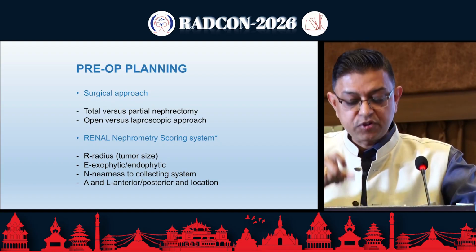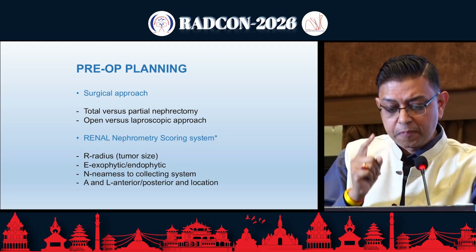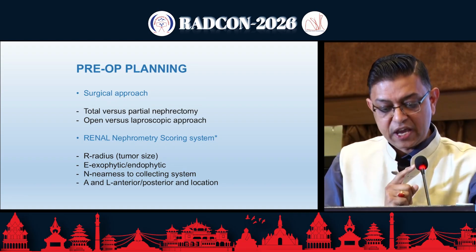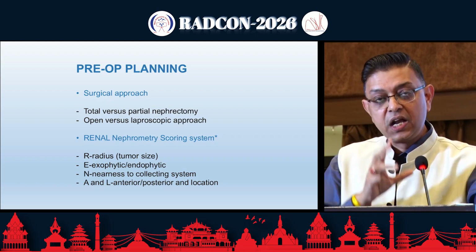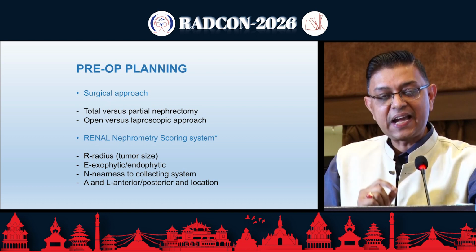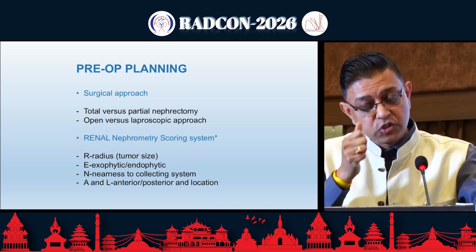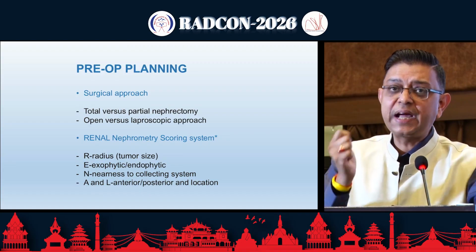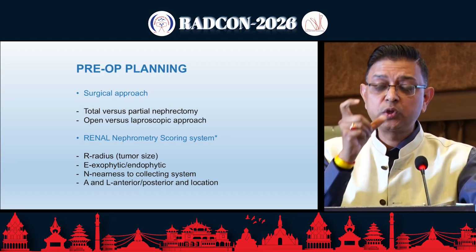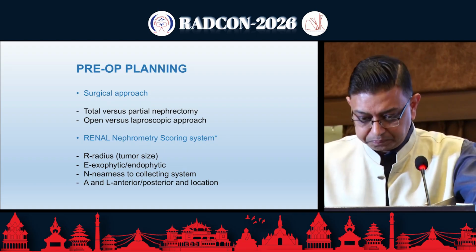This is the renal nephrometry scoring, which ideally should be given in all mass lesions. What is this? R for radius, E for exophytic or endophytic, N for how close it is to the collecting system, A for whether it is anterior or posterior. You even have an app for this. If you just go on Google and type in renal nephrometry score, you will get an app where you can fill in the details and it will give you the score. So what are these, one by one?